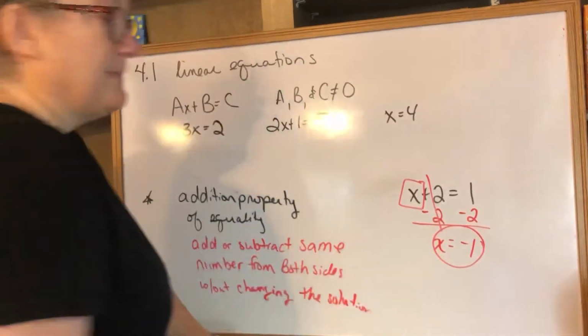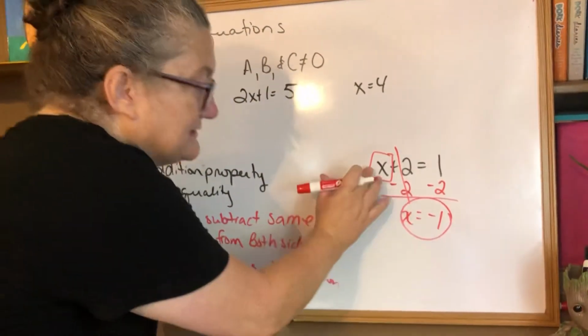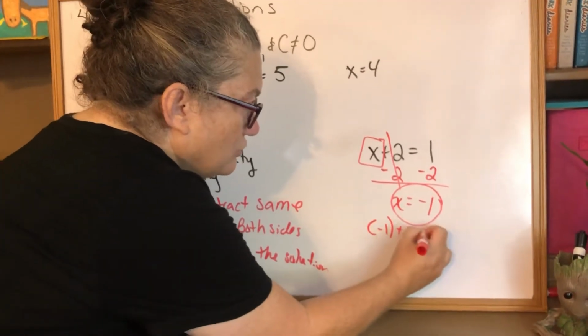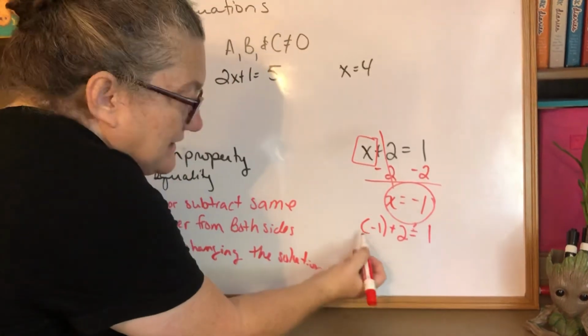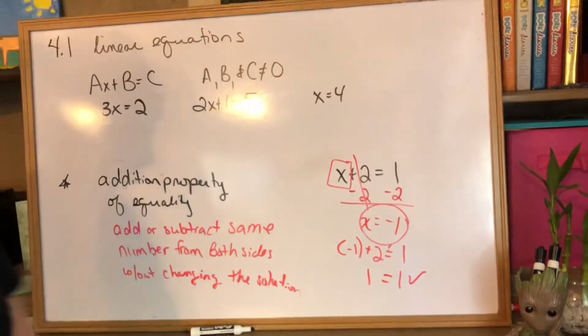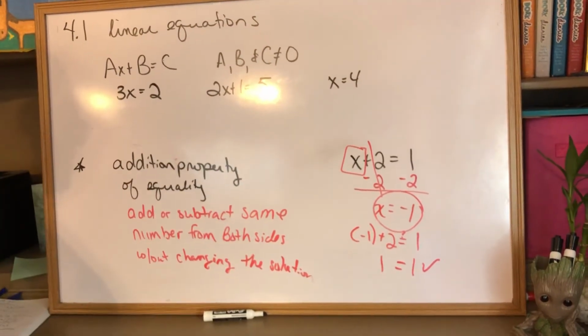that is our solution. We can always check to see if that works by just evaluating and taking this x equals negative 1 and putting it back in. So we have negative 1 plus 2. Does it equal 1? On the left side, we simplify, and negative 1 plus 2 is 1, and that does equal 1, so it checks, and x equals negative 1 is our solution.